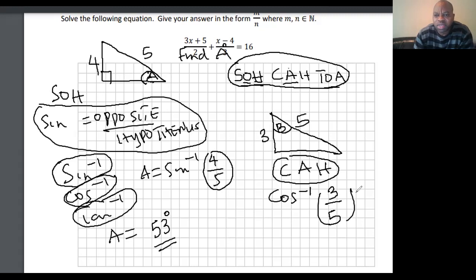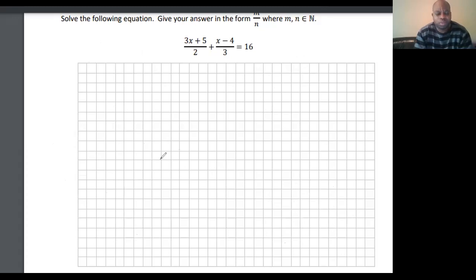So you see that you still get the same answer anyway. This one too happens to be the same result, coincidentally. So 53 degrees as well. Now let me give you another example where we need to use the tan inverse.